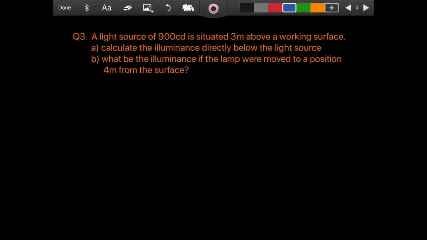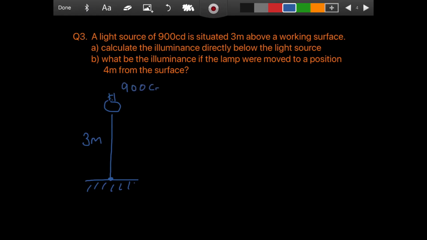100 candela is situated 3 meters above a working surface. We're going to calculate the illuminance directly below the light source, and then the question asks what would be the illuminance if the lamp were moved to a position 4 meters from the surface. So it increases the height. So our lamp is here, and it's going to fall on the surface 3 meters, and it's a straightforward calculation.